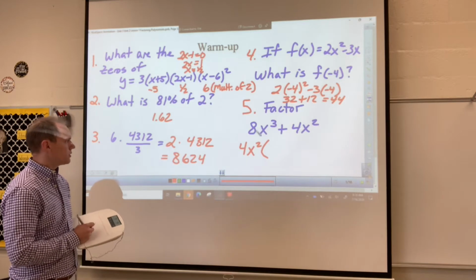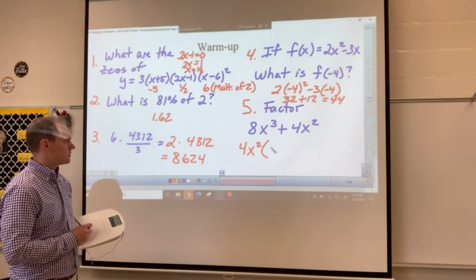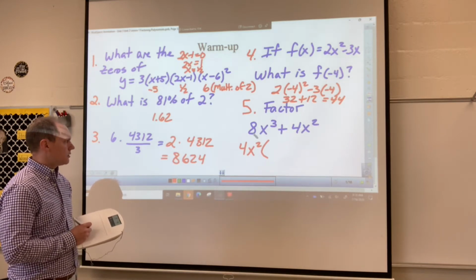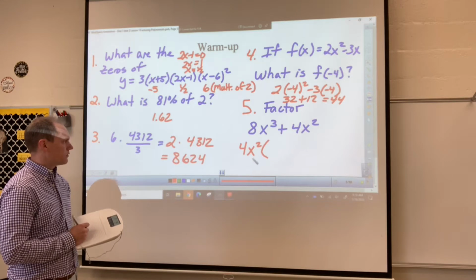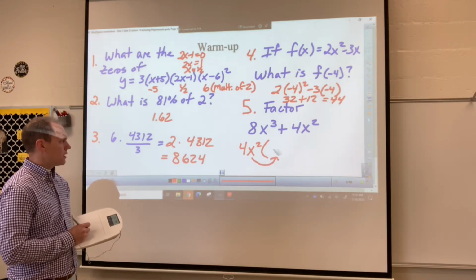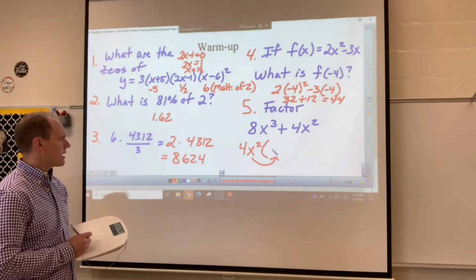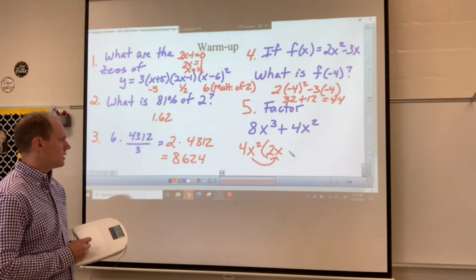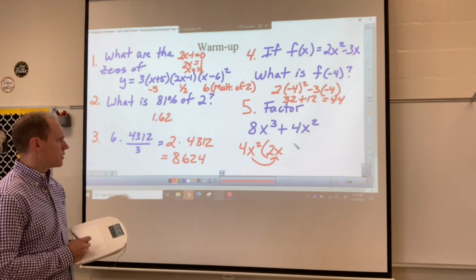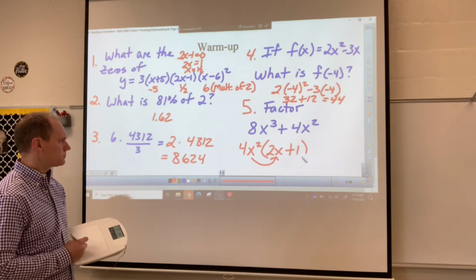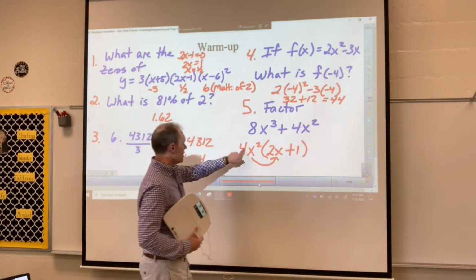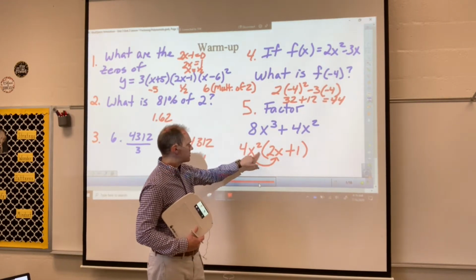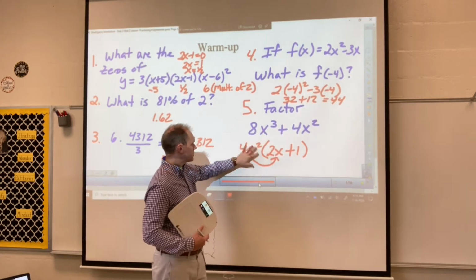So what we're left with here is, if we think about this as going backwards, 4x squared times what gives us the 8x cubed back, it's going to be 2x. And then what will give us the 4x squared back, that should be a +1. So if we test this here, 4 times 2 is 8, x squared times x is x cubed, so that one's good.